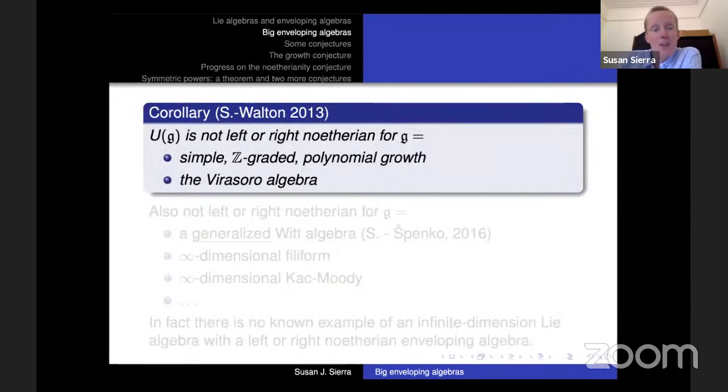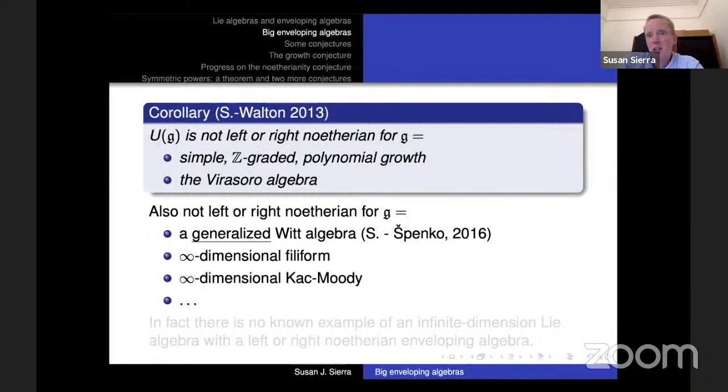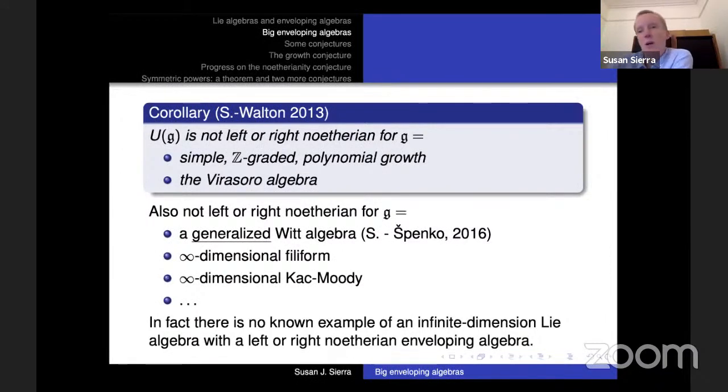So as a corollary, we get that U of G isn't left or right Noetherian for a host of other examples of infinite dimensional Lie algebras. And I think I won't define any of the examples on this slide. The point is that there's no known example of an infinite dimensional Lie algebra with a left or right Noetherian enveloping algebra. For every infinite dimensional algebra where we've been able to answer the question, the answer turns out to be no, the enveloping algebra is not Noetherian.